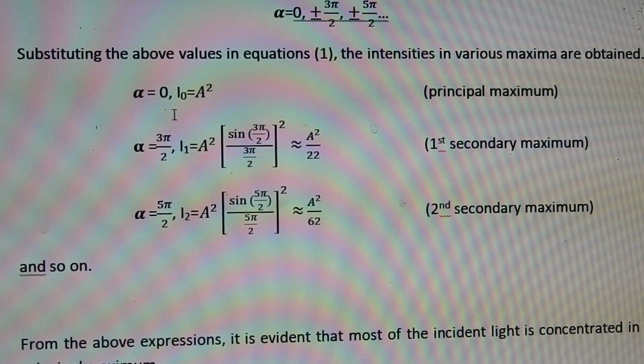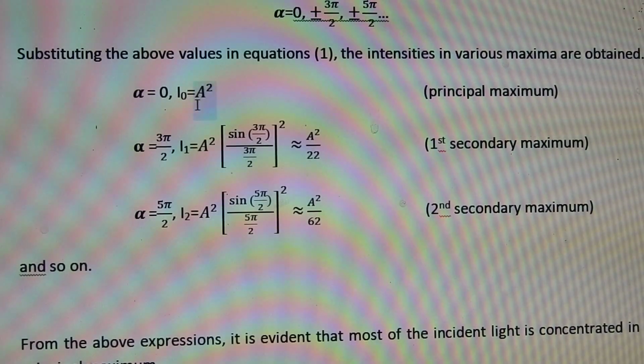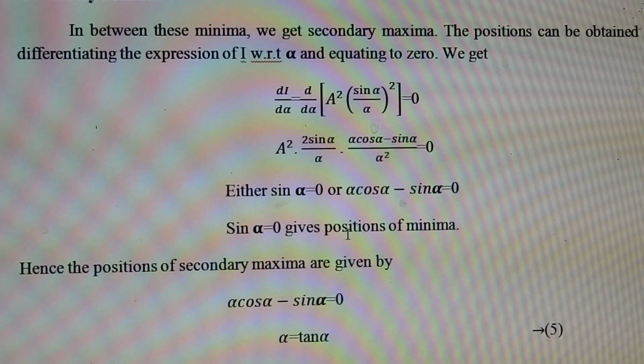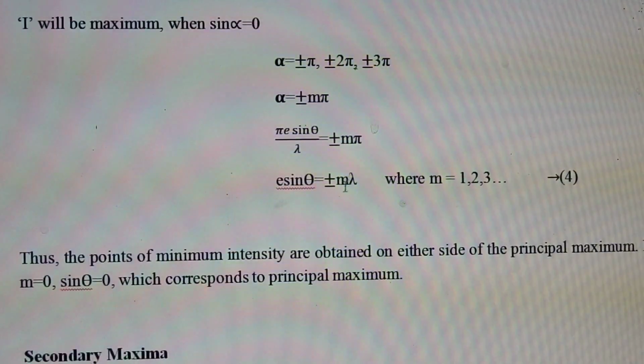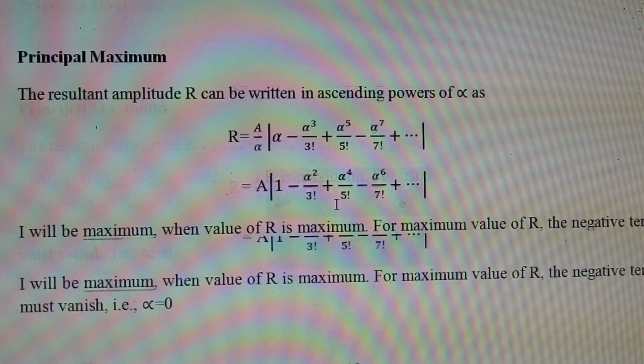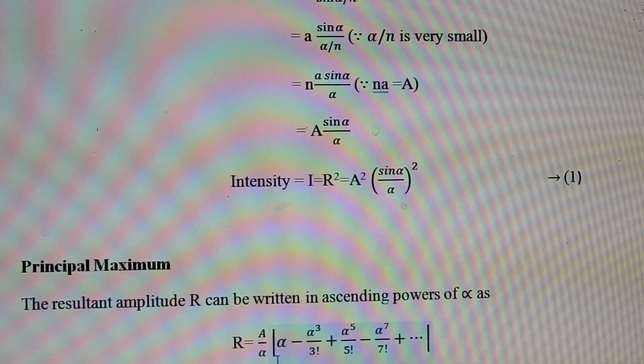So alpha is equal to 0. This alpha is equal to 0, if I write I naught is equal to A square. So if I substitute alpha is equal to 0 in this equation, here I can get it.